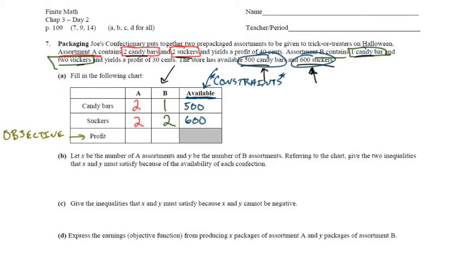So for A here, for every A assortment sold, it was 40 cents profit. So I'm going to put 0.40. And for B, it was 30 cents, right? Yeah, here we go. 30 cents for B for the profit. I know I've got this thing all marked up in different colors.